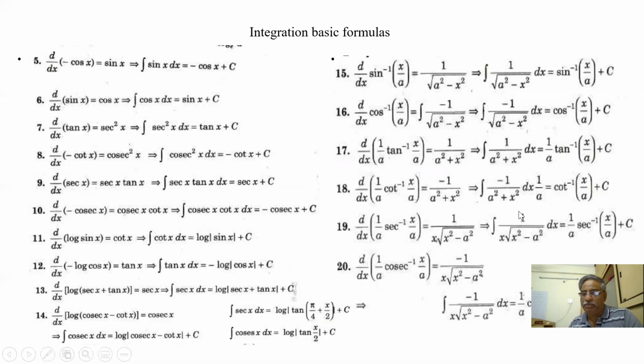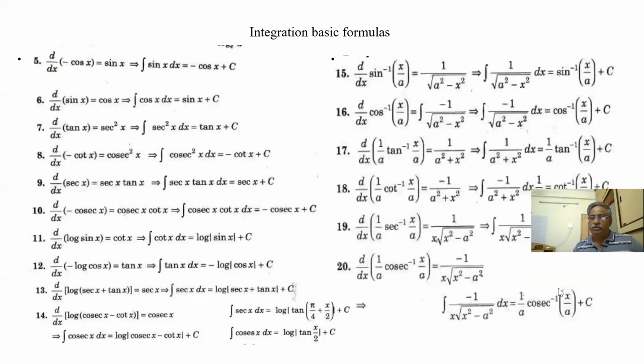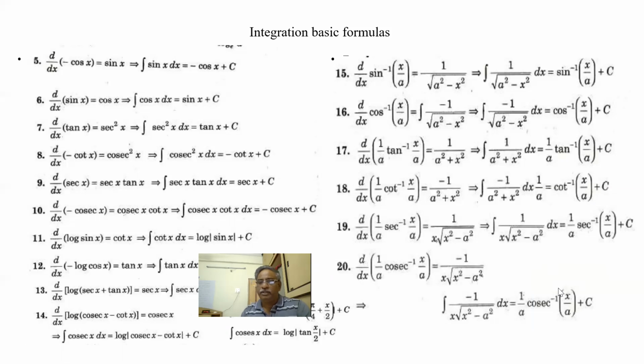Similarly, for cosecant, we'll put here minus 1. Minus 1 by x root x square minus a square is equal to 1 by a cosecant inverse x by a plus c. So if you understand the basics of these 6 formulas, 1, 2, 3, 4, 5, 6, we will basically have to remember 3 formulas here, not 6. What are the 3? Sin inverse, tan inverse, and secant inverse. Cos inverse is minus of sin inverse. Cot inverse and cosecant inverse are also minus, because it is minus 1, same.